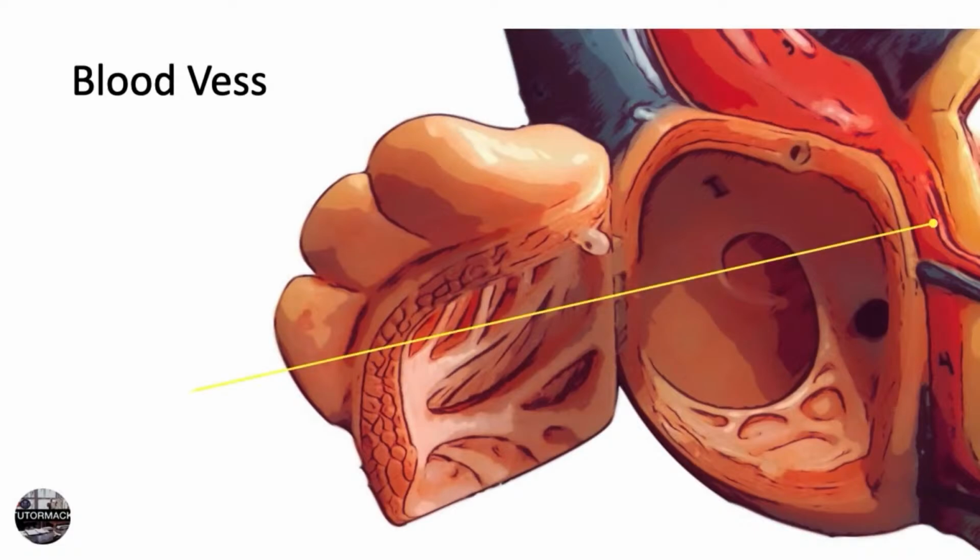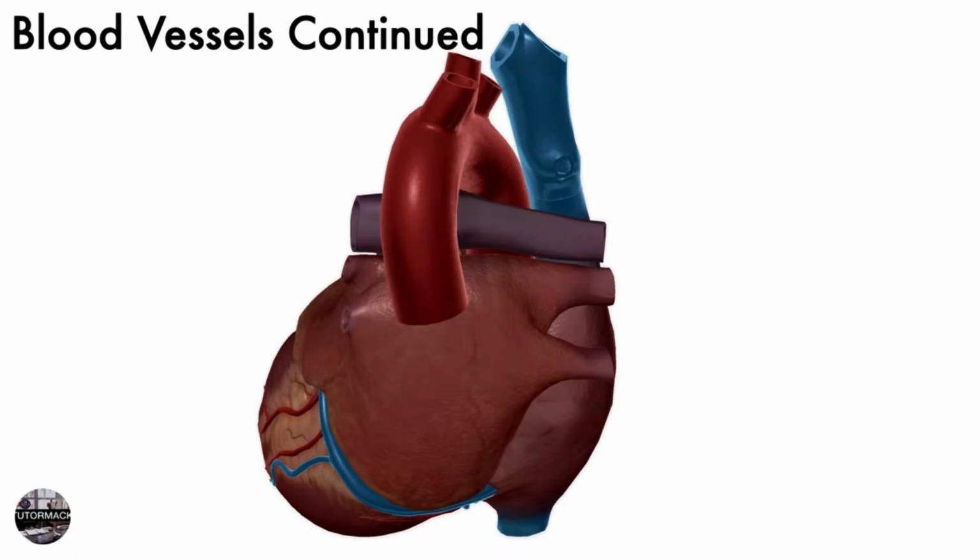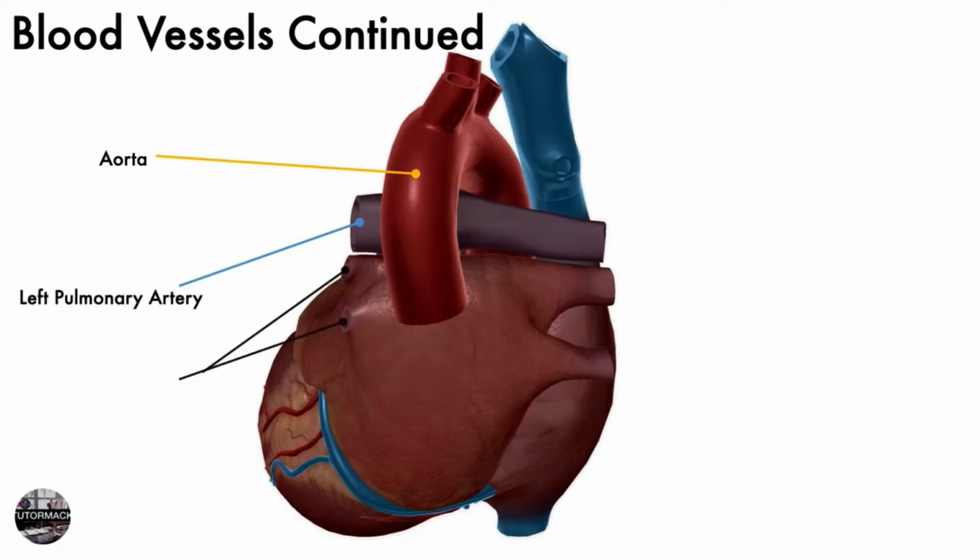What do we call that vessel there? That's right, coronary artery. Blood vessels continued. What do we got here? That's right, aorta. How about here? You got it. Left pulmonary artery. Let's go for here. Left pulmonary veins into that left atrium.